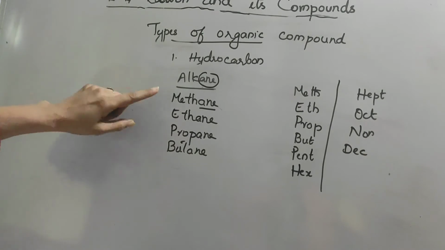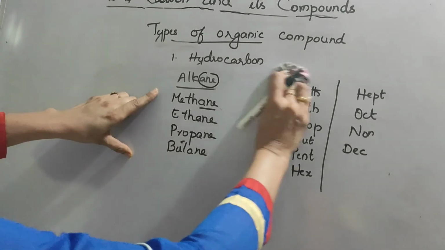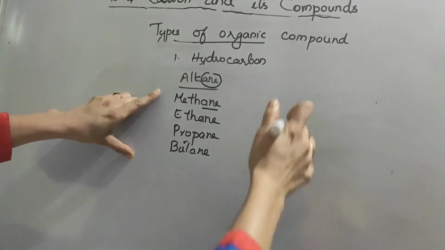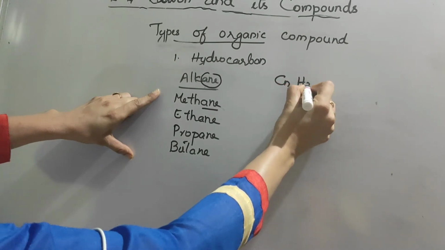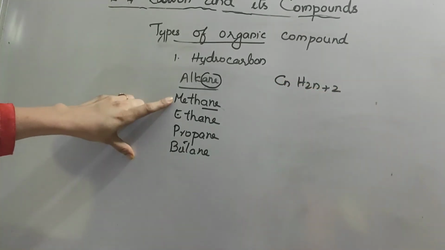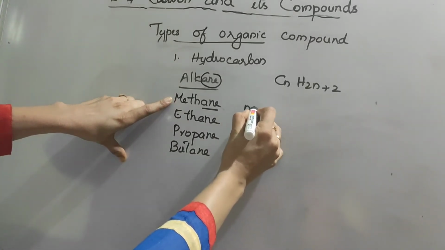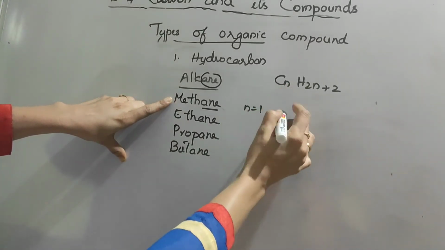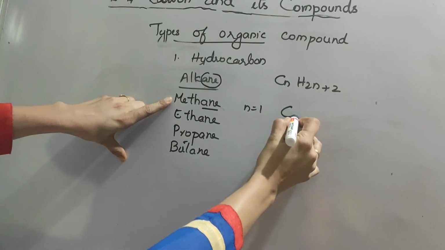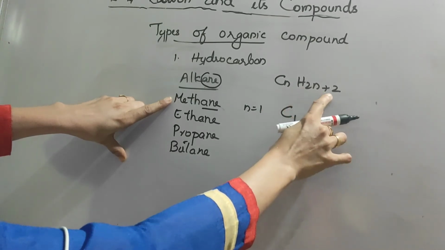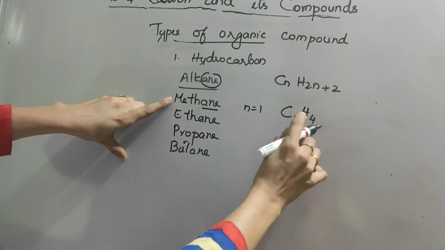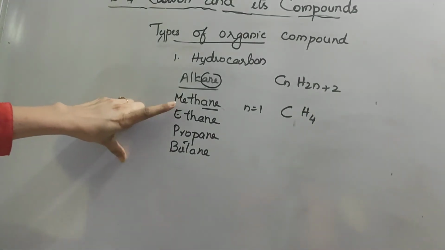How will you write the formula of methane? We already studied that the general formula of alkane is CnH2n+2. One carbon atom is there in the case of methane, therefore n is equal to 1. We do not mention C1 as C1. And 2 into 1 plus 2 is 4. CH4, that is the formula of methane.